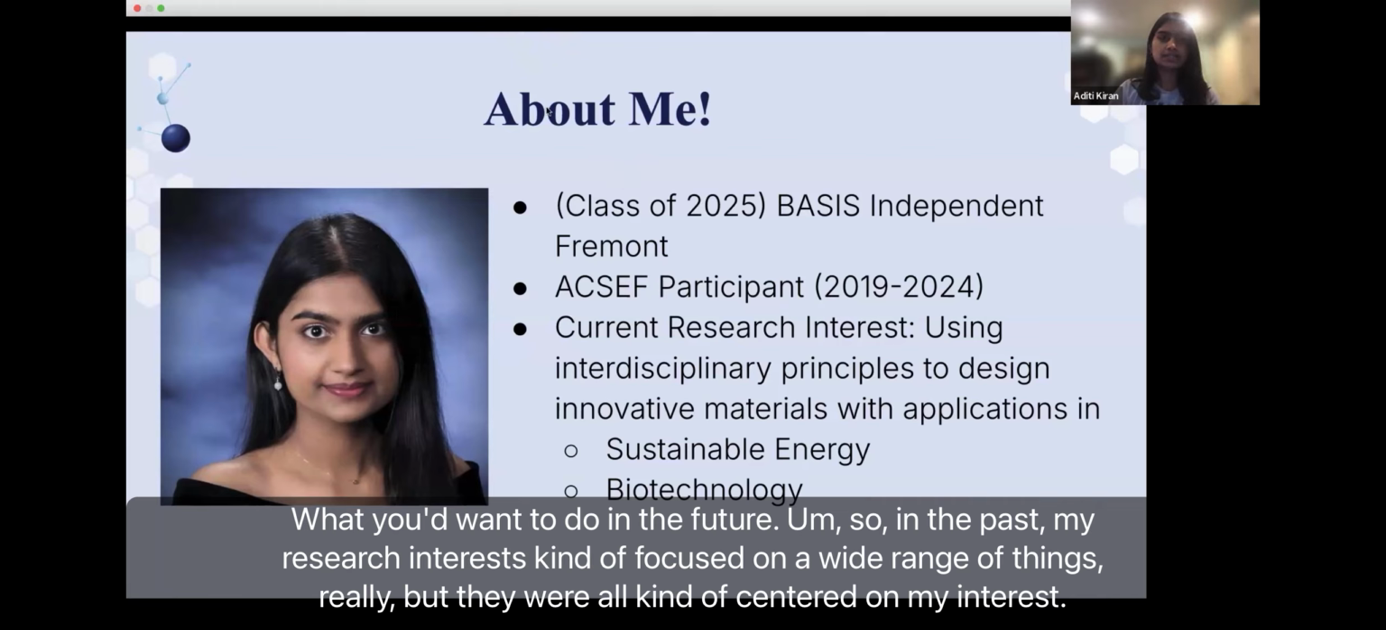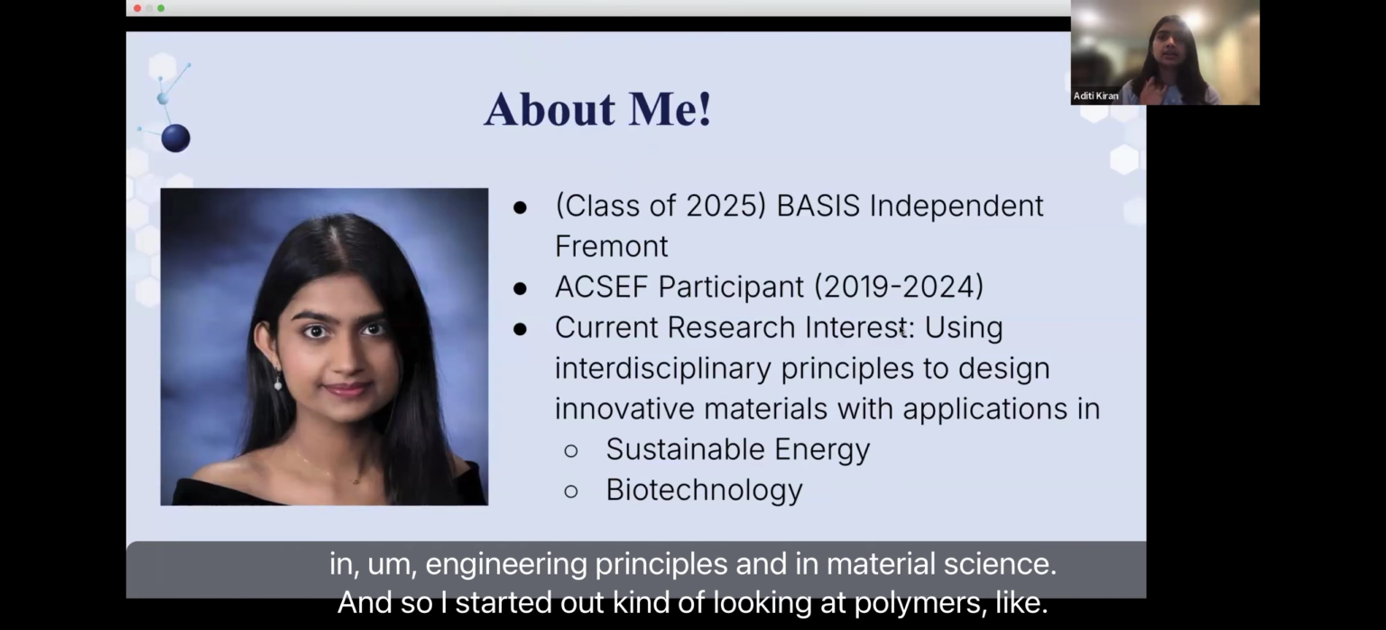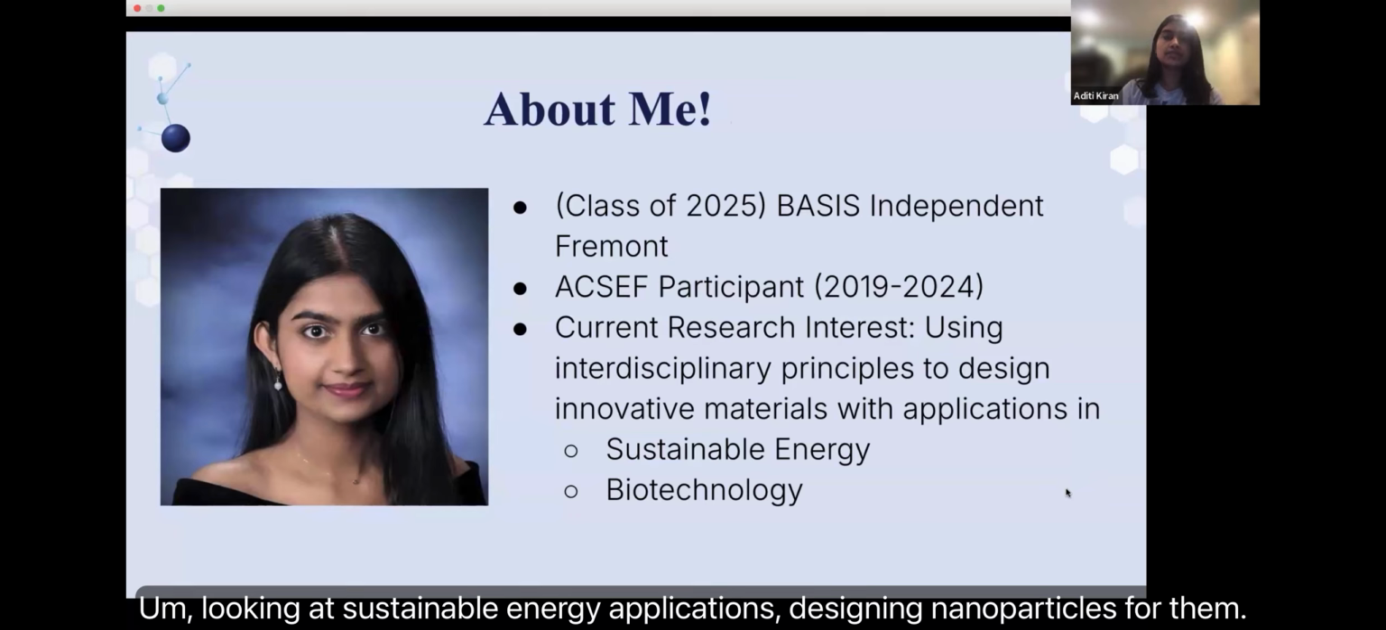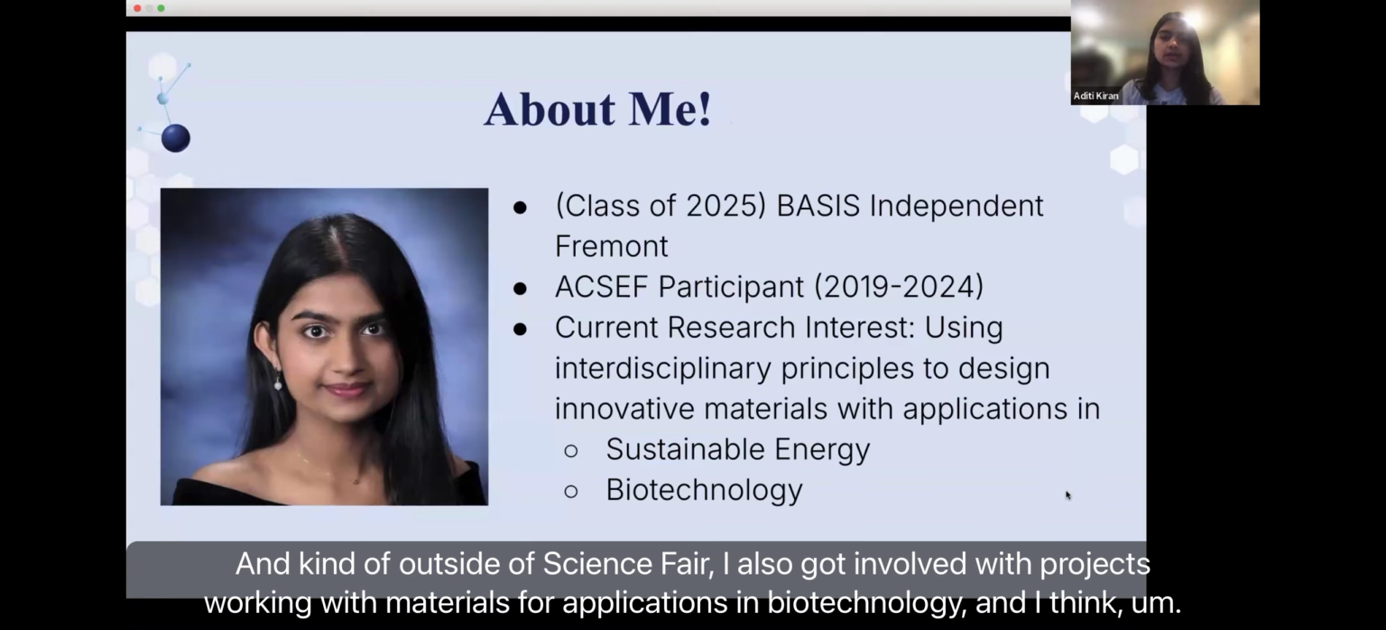In the past, my research interests focused on a wide range of things, really, but they were all centered on my interest in engineering principles and in material science. I started out looking at polymers like bioplastics, looking at filtration systems. Then I jumped over to looking at sustainable energy applications, designing nanoparticles for them, and outside of science fair, I also got involved with projects working with materials for applications in biotechnology.